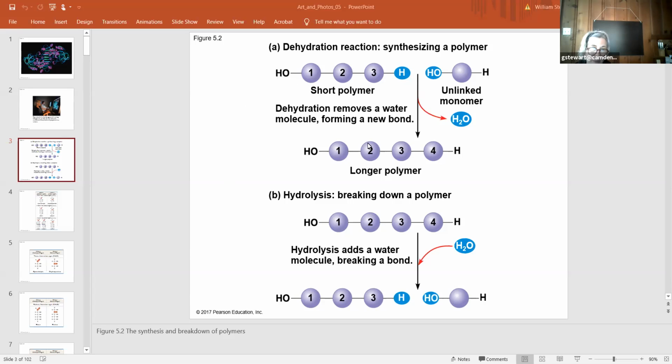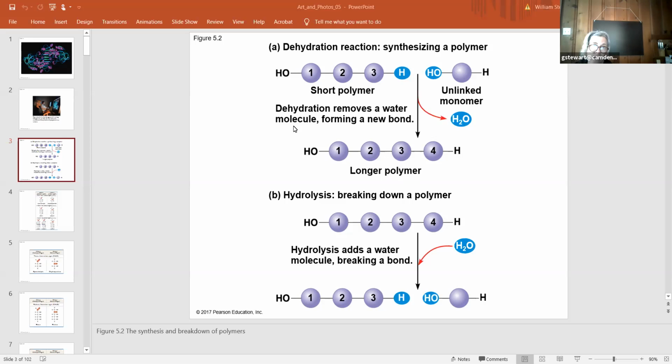This transparency here, this picture, figure 5.2, is showing you how the polymers are formed. This is a particular chemical reaction. It's known as a dehydration synthesis reaction. Dehydration because water molecules are coming out of the reaction. Notice how the arrow is pointing out. That means it's leaving the chemistry of the reaction, and it's forming this new chemical bond here between the short polymer of 3, and we're adding another monomer to form a longer polymer that now has 4 pieces.